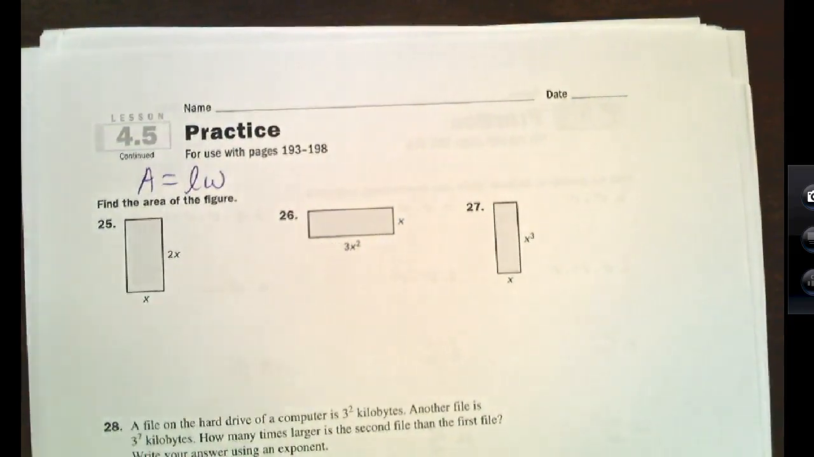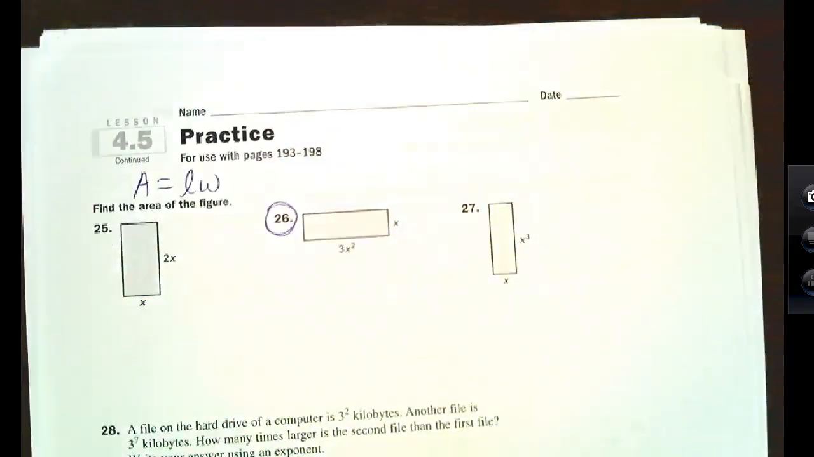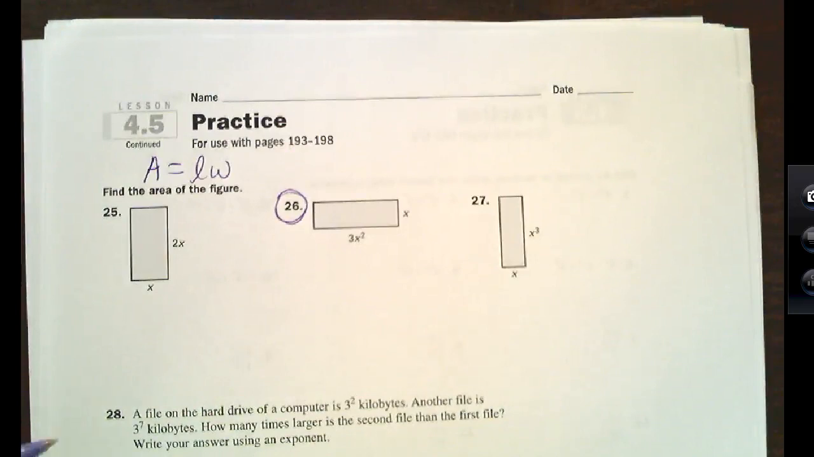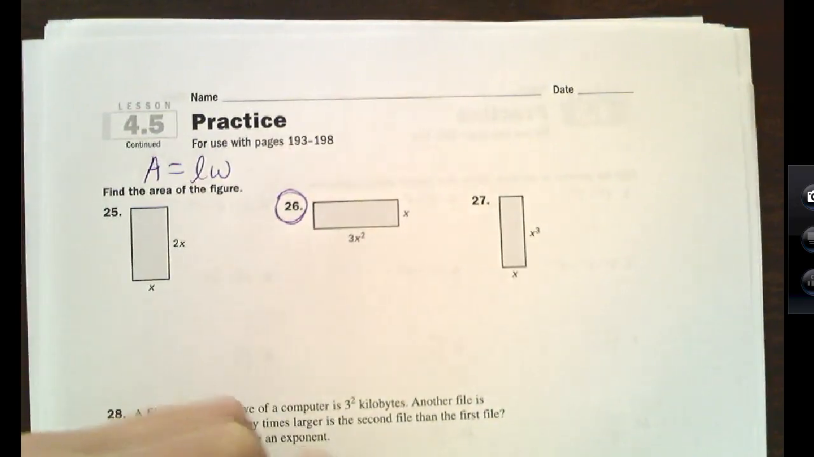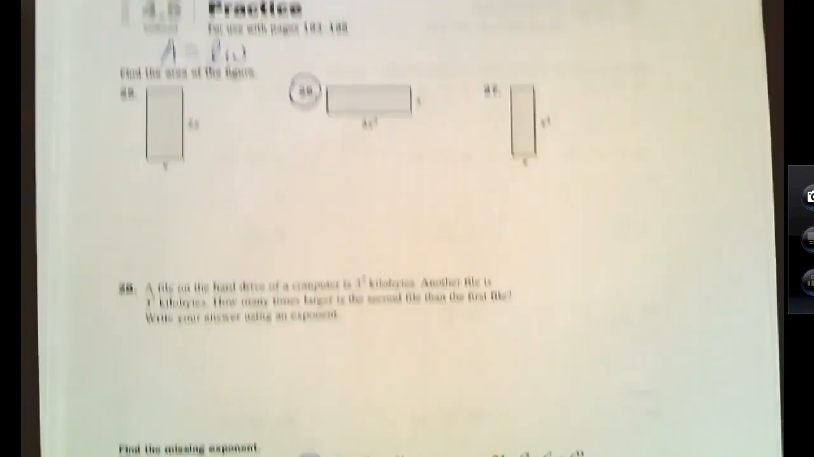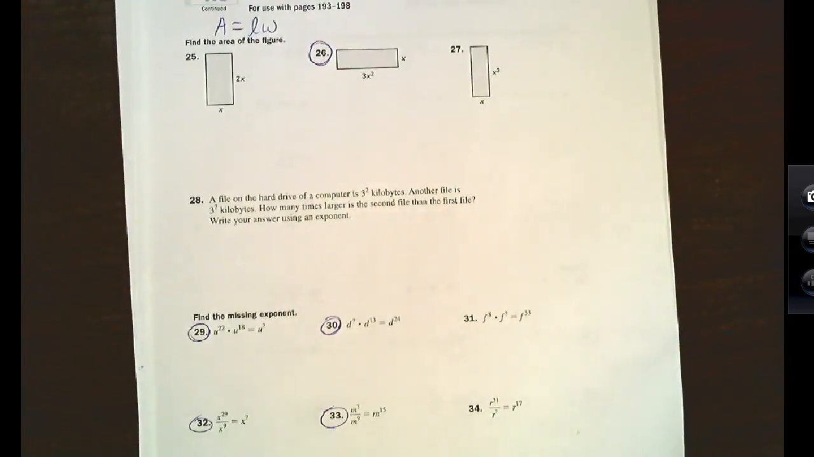I want you guys to do number 26. And then down at the bottom, I want you to do 29, 30, 32, and 33. You will be fine. Get started on it right now. And then upload a picture to Google Classroom when you are done.